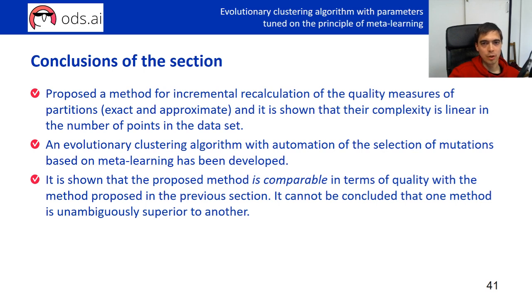Thus, we have developed a method for incremental recalculation of measures of quality of the partitions, and an evolutionary clustering algorithm with automation of the selection of mutations based on meta-learning. And it was also shown that the proposed method is comparable in terms of quality with the method for heuristic algorithms proposed in the previous section.